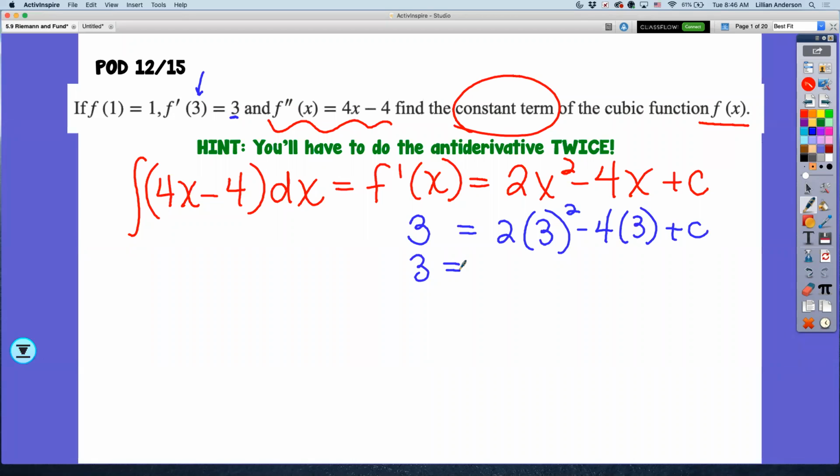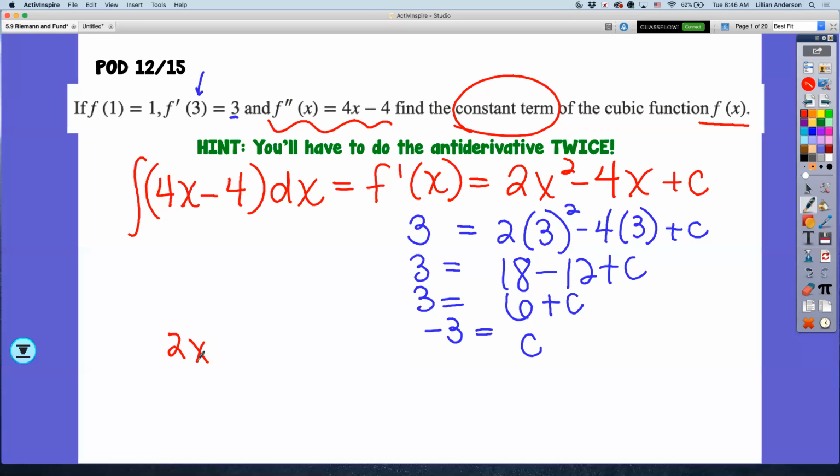So then that's going to be, what's 3 squared? 9. Times 2, 18. Then 4 times 3, 12. 18 minus 12 is 6. So then c is going to be equal to -3. So my first derivative is 2x squared minus 4x minus 3.